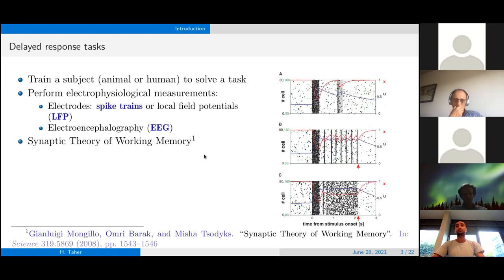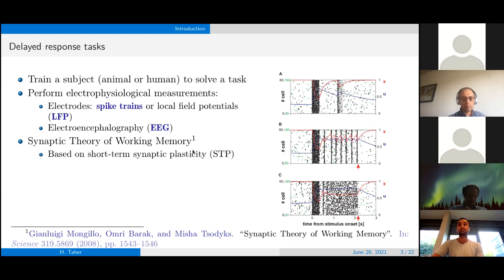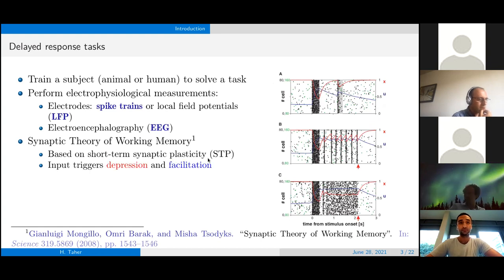And these types of experiments in the last decades have led to many theories, and one particular one which I'm interested in is the synaptic theory of working memory by Mongillo and colleagues. In this synaptic theory of working memory, the base concept which is storing the working memory information is short-term synaptic plasticity, STP. It basically comprises two effects which are known as depression and facilitation.